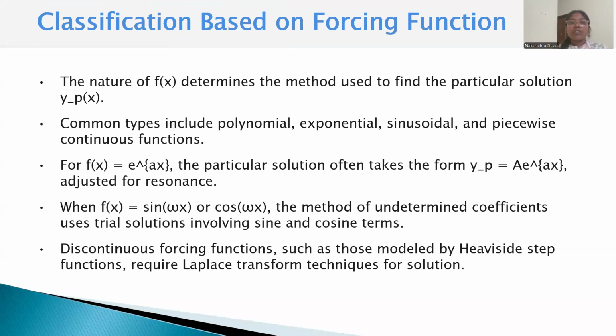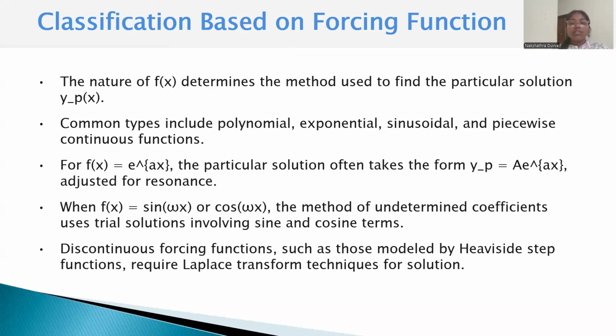Classification based on forcing function. The nature of f of x determines the method used to find the particular solution y_p of x. Common types include polynomial, exponential, sinusoidal, and piecewise continuous functions. For f of x equal to e to the power ax, the particular solution often takes the form y_p equals A times e to the power ax, adjusted for resonance. When f of x equals sine omega x or cos omega x, the method of undetermined coefficients uses trial solutions involving sine and cosine terms.